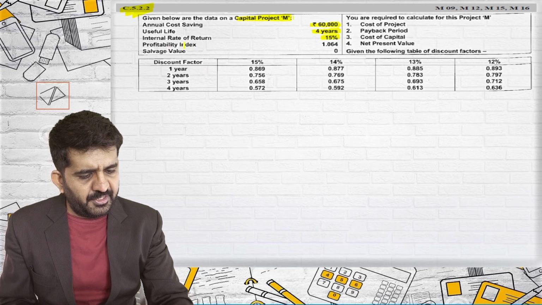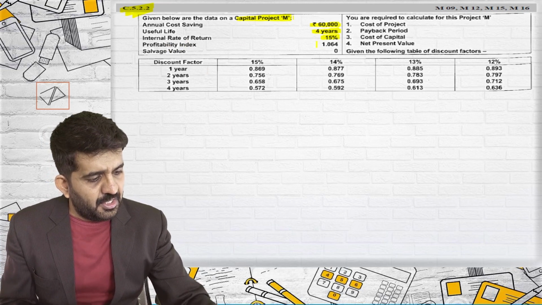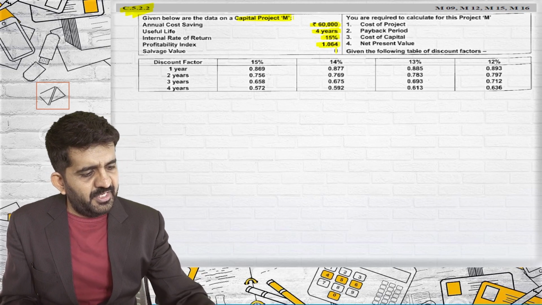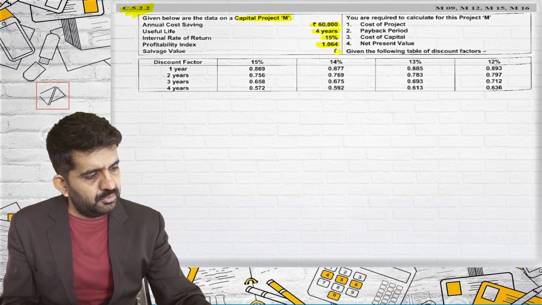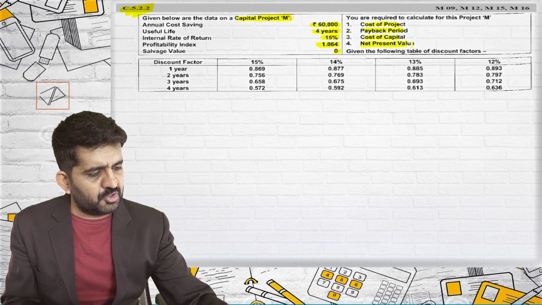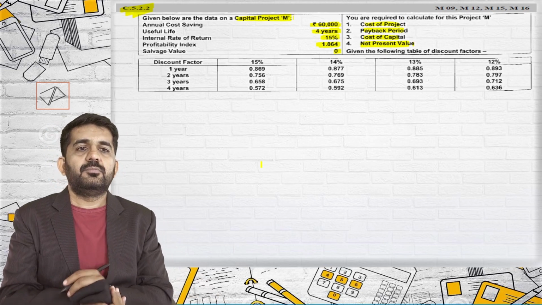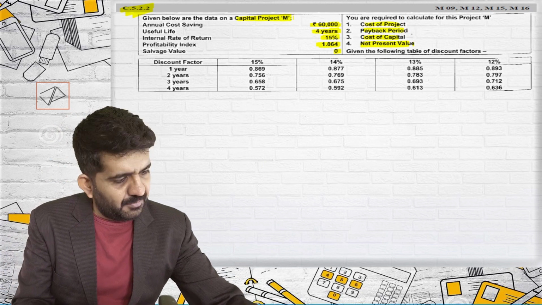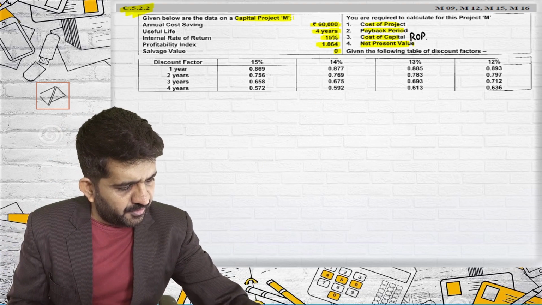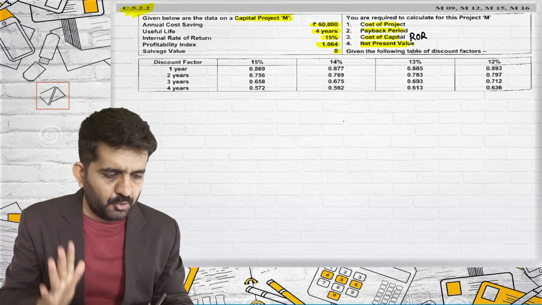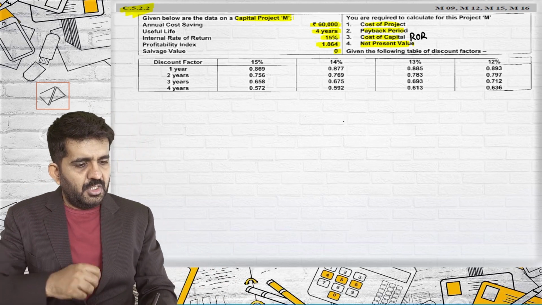Profitability index, PI, is given as 1.064. Salvage value is 0. You are required to find out cost of project, payback period, cost of capital and net present value. Cost of capital is nothing but your required rate of return, which you need to find out.